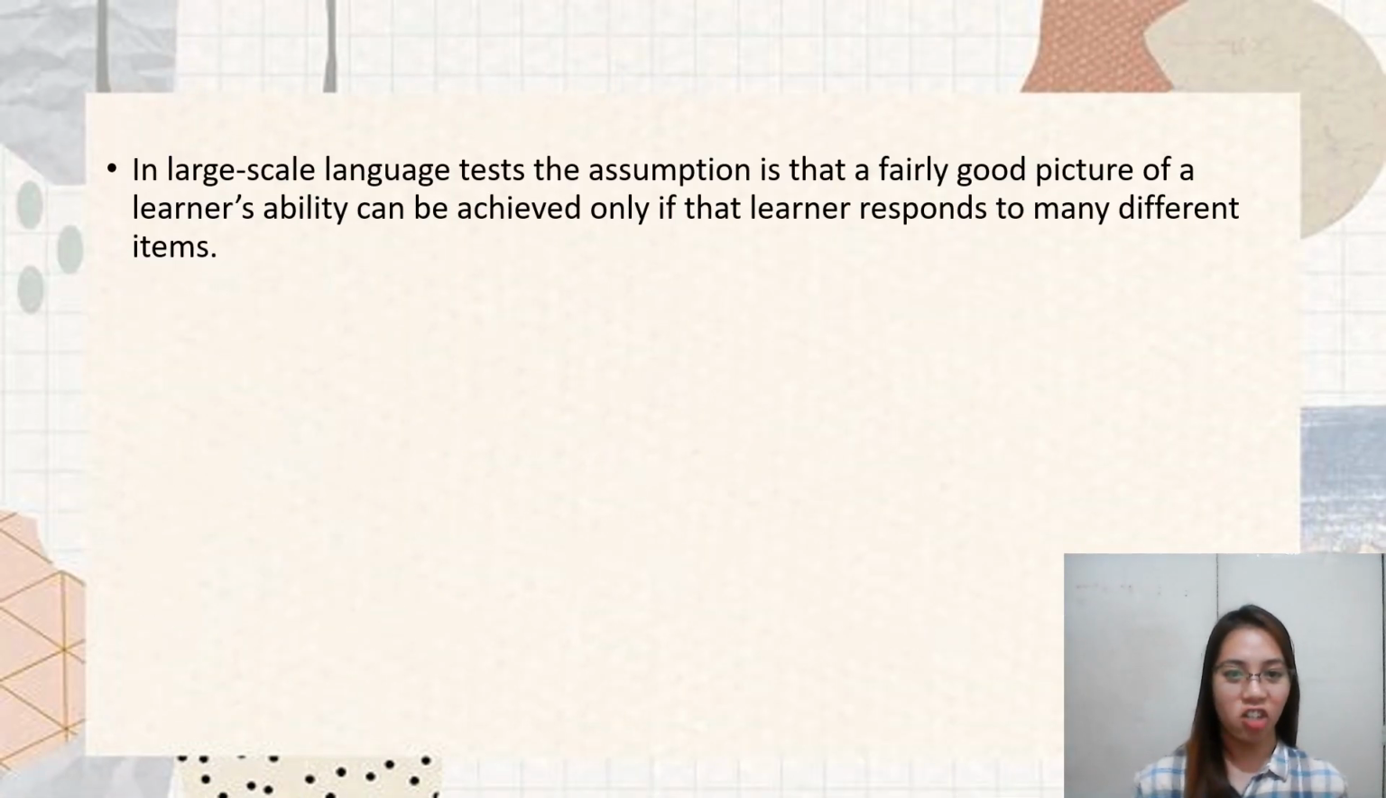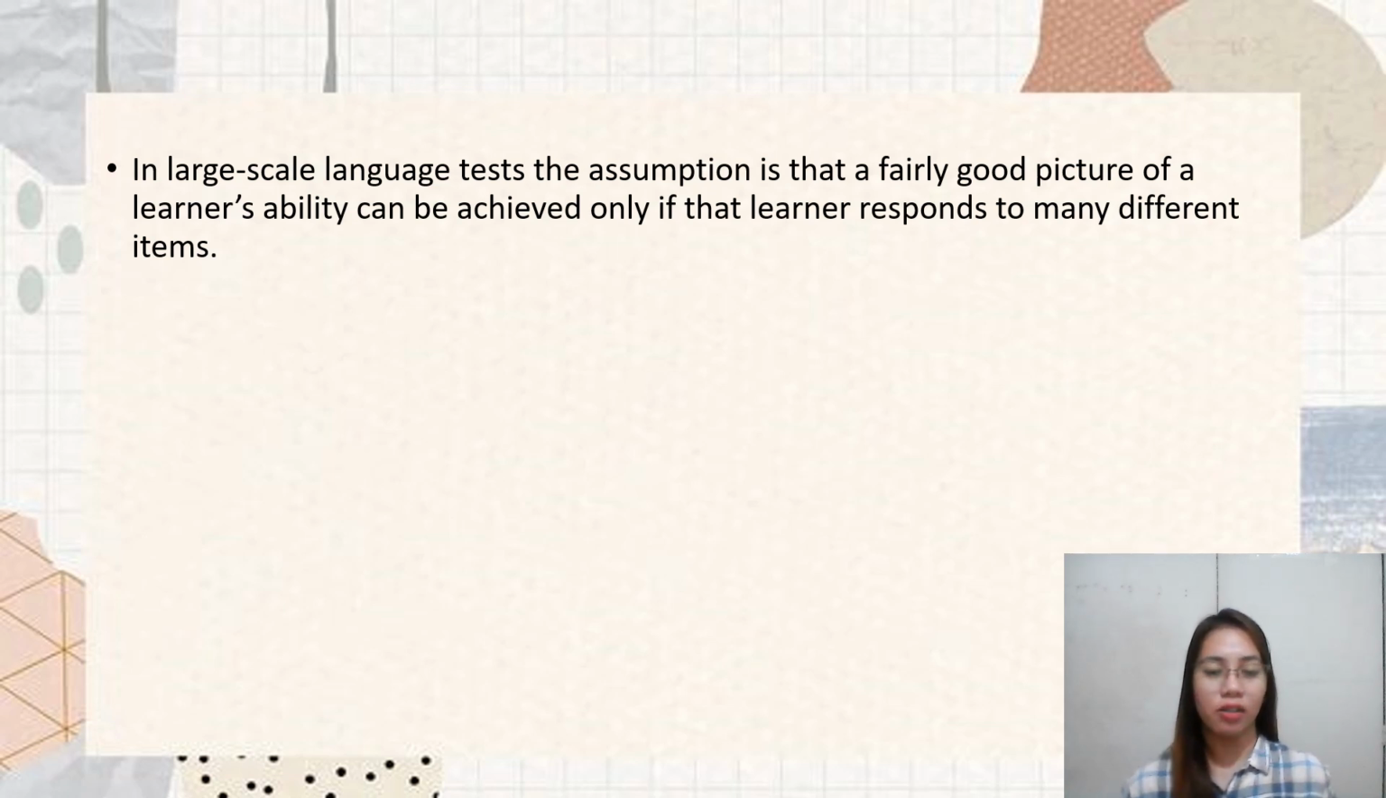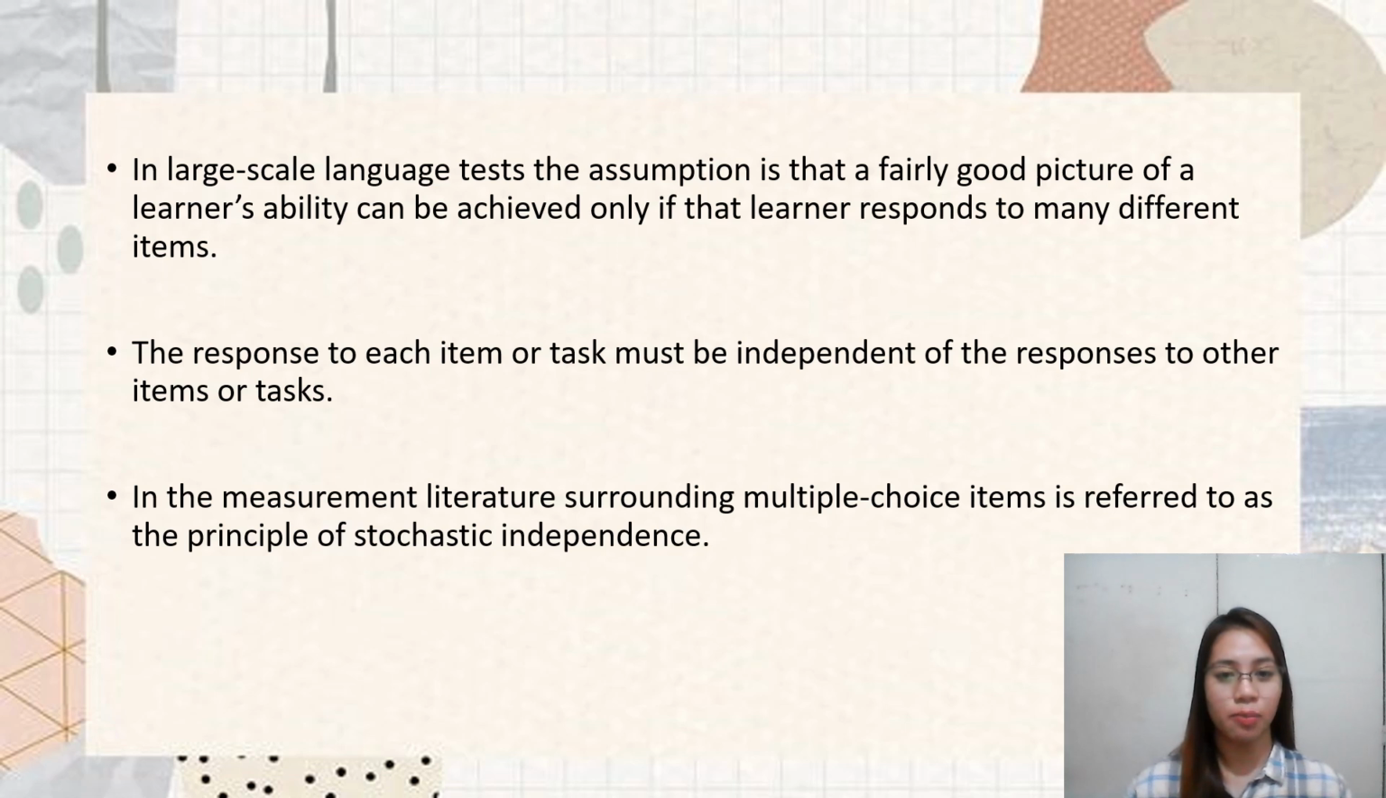Next, in large-scale language tests, the assumption is that a fairly good picture of a learner's ability can be achieved only if that learner responds to many different items. So each item must contribute as much unique information as possible to the meaning of the total test score. Next, the response to each item or task must be independent of the responses to other items or tasks. In the measurement literature surrounding multiple choice items, this is referred to as the principle of stochastic independence.